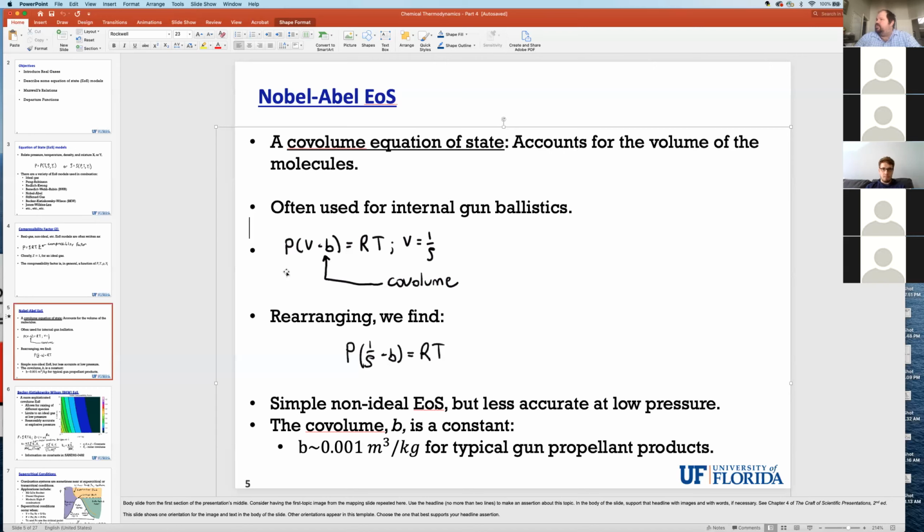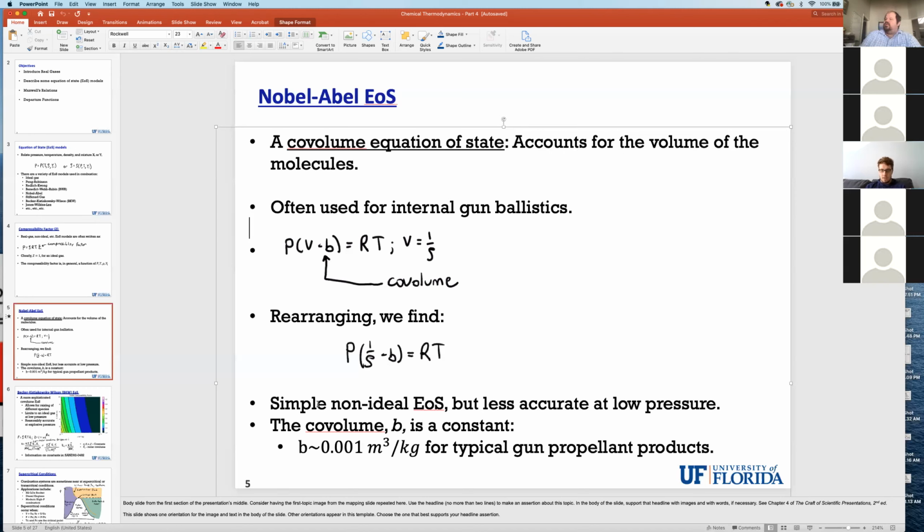And so the Nobel-Abel equation of state is defined to be P times the specific volume, which is 1 over rho, minus B, where B is the co-volume, is equal to RT. So it's almost the same as the ideal gas law, except you just subtract off the volume of the molecules, is basically all you do. And rearranging, we can find that P times (1 over rho minus B) is equal to RT. And you can basically play with this and find what the function of the compressibility factor is.